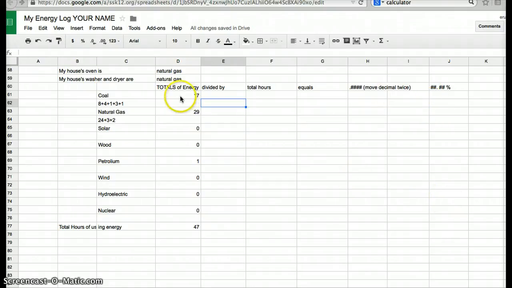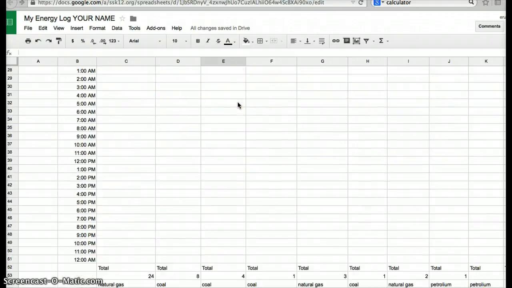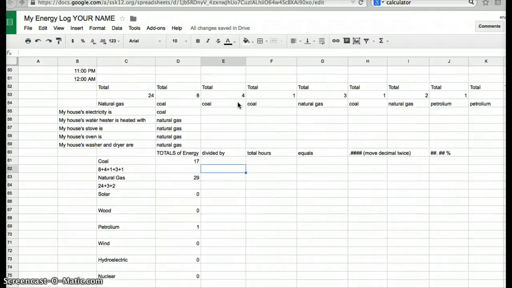So what we just finished doing, of course, was tallying up the activity, whether it was heating the house, turning the lights on, cooking food on a stove, baking food in an oven, etc. And we tallied up the total number of hours you did each of those things over the weekend, or someone in your family did. Then we took those totals and we looked at, well, what kind of energy was being used? Was it natural gas? Was it coal? Was it petroleum?